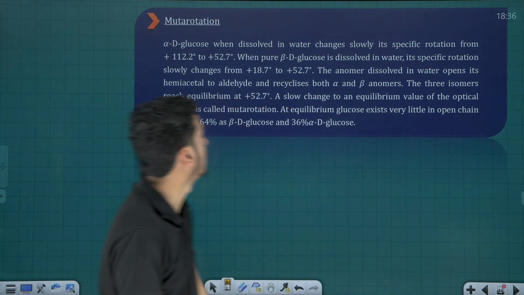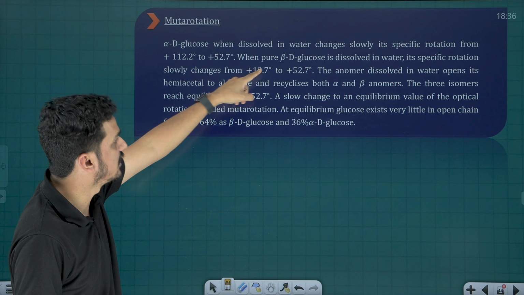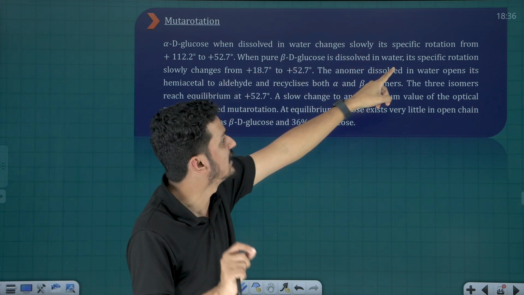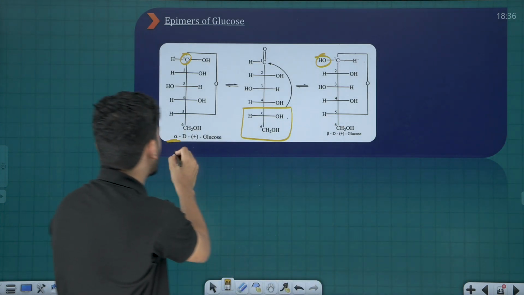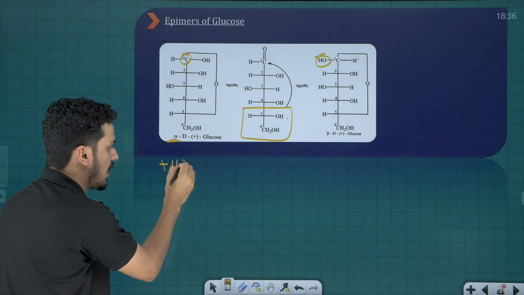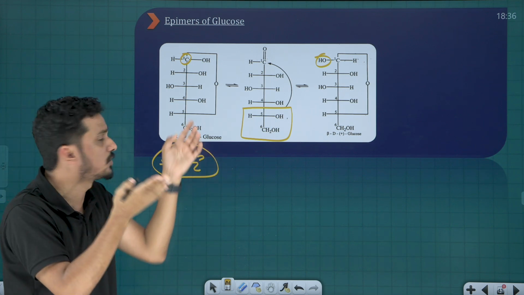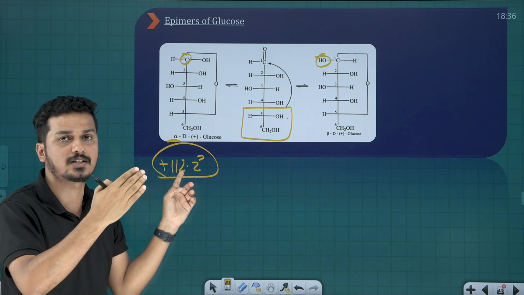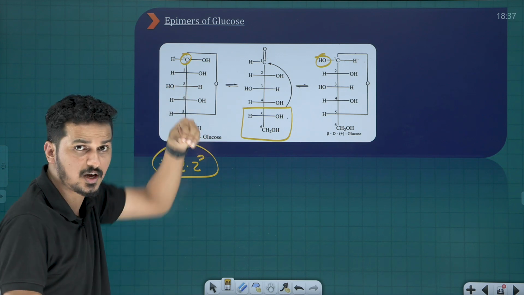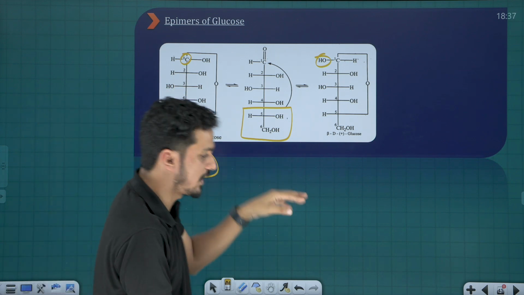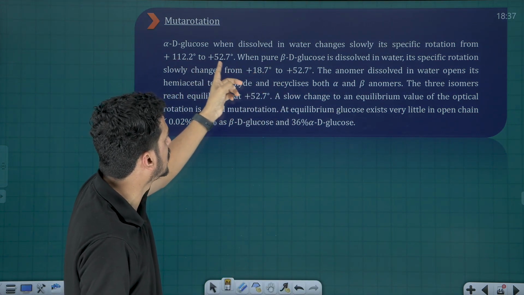From these anomers you learn about mutarotation. In the case of alpha-D-glucose, when dissolved in water, it slowly changes its specific rotation from plus 112.2 degrees. The specific rotation of alpha-D-glucose is plus 112.2 degrees, a positive rotation. That means whenever plane polarized light passes through this solution, it rotates the plane polarized light to the right at an angle of 112.2 degrees. Once you dissolve it in an aqueous solution, its value changes from plus 112.2 degrees to 52.7.